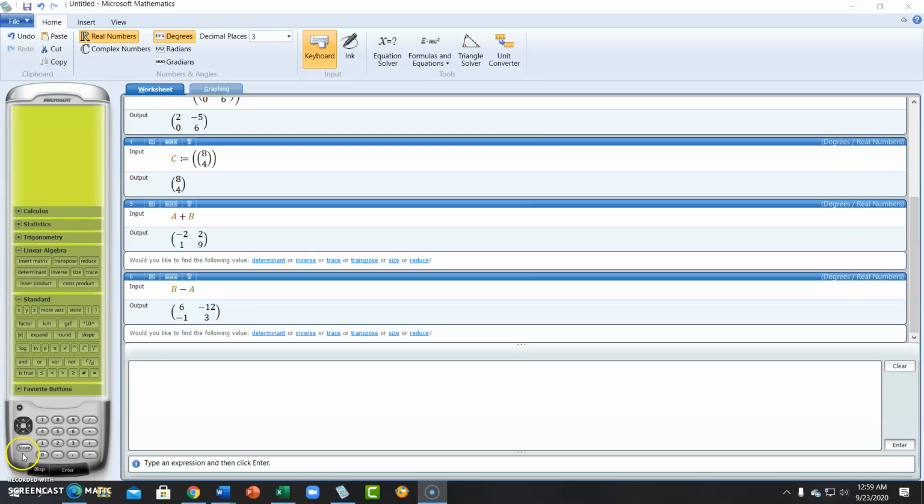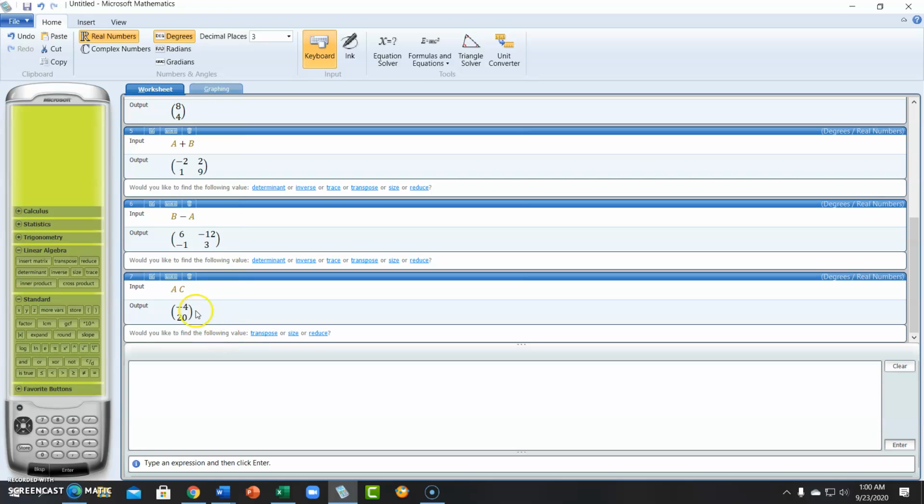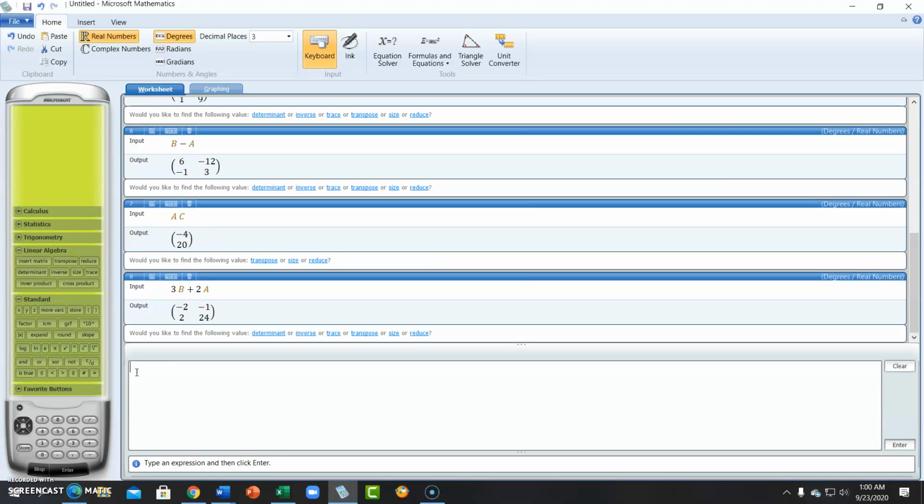Now the next expression is actually going to be matrix multiplication. And I am asked to do A times matrix C. And that gives me negative 4, 20. This makes sense. Matrix A was a 2 by 2 matrix. Matrix C was a 2 by 1 matrix. So that'll give me a 2 by 1 matrix. Next up we have scalar multiplication along with addition at the same time. We have 3 times B, so 3B plus 2A, and I get negative 2, negative 1, 2, and 24.